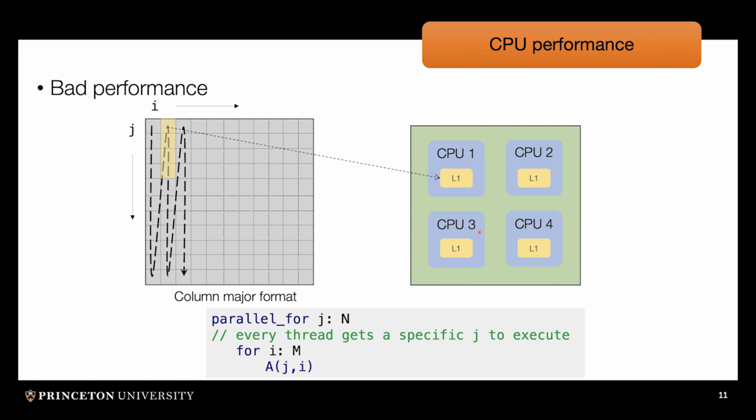So in the case of CPUs, you see good performance with a row major format. Now let's consider the same with a GPU.